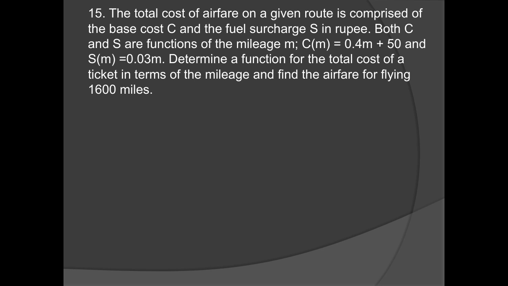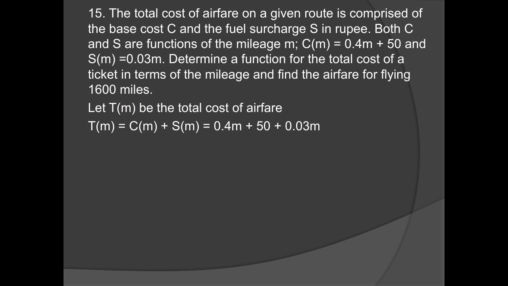Sum number 15. The total cost of an airfare. If you go by aeroplane or something, they are making the ticket cost, isn't it? It comprises the base cost and the fuel charge in rupees. This is the base cost function and this is the fuel charge function. You have to find the total cost of the ticket and also the airfare for 1600 miles. So first, I take T of M as the total cost.